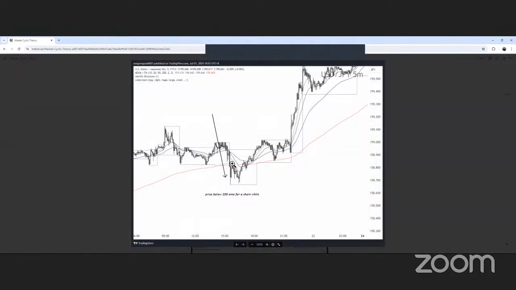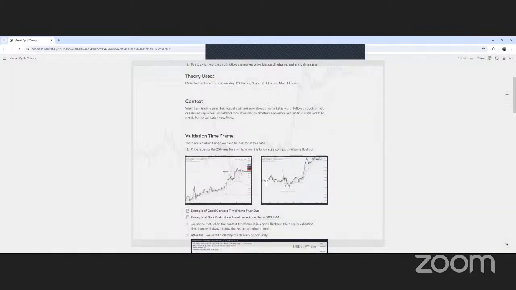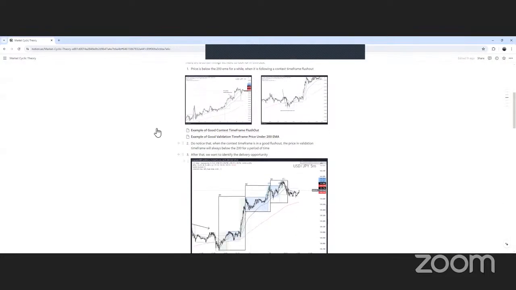And the thing is, it will be below the 200 EMA. That is for sure. That is something that will happen often. Now, I haven't added a picture yet. We'll do it in the future, but not now.